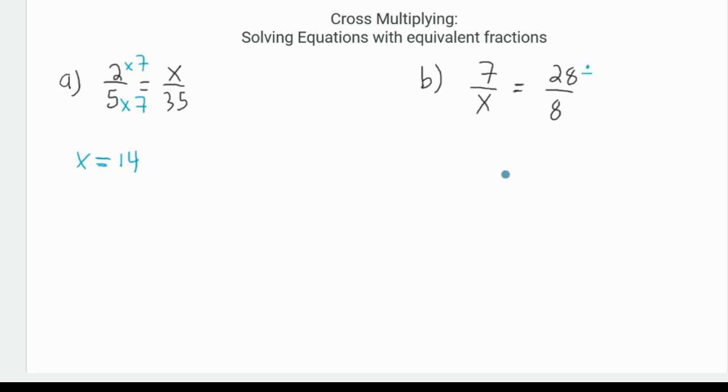If I do 28 divided by 4, that would end up giving me 7 over here. And whatever I do to my numerator, I have to do the same thing to my denominator. So I should take this and divide it by 4. And 8 divided by 4 means x should equal 2. And so 7 over 2 is the same thing as 28 over 8. And that makes sense. If I reduce this fraction, it would become 7 halves.